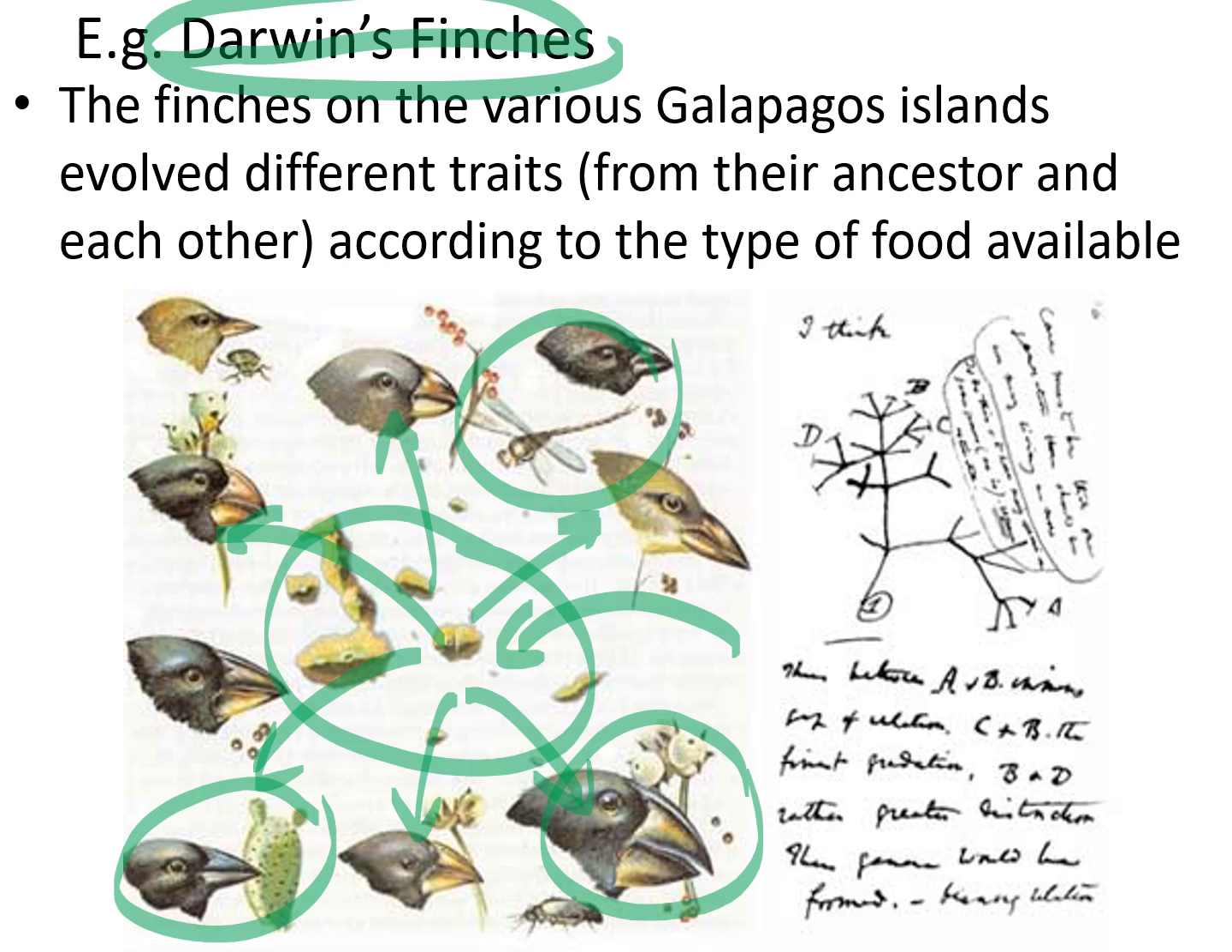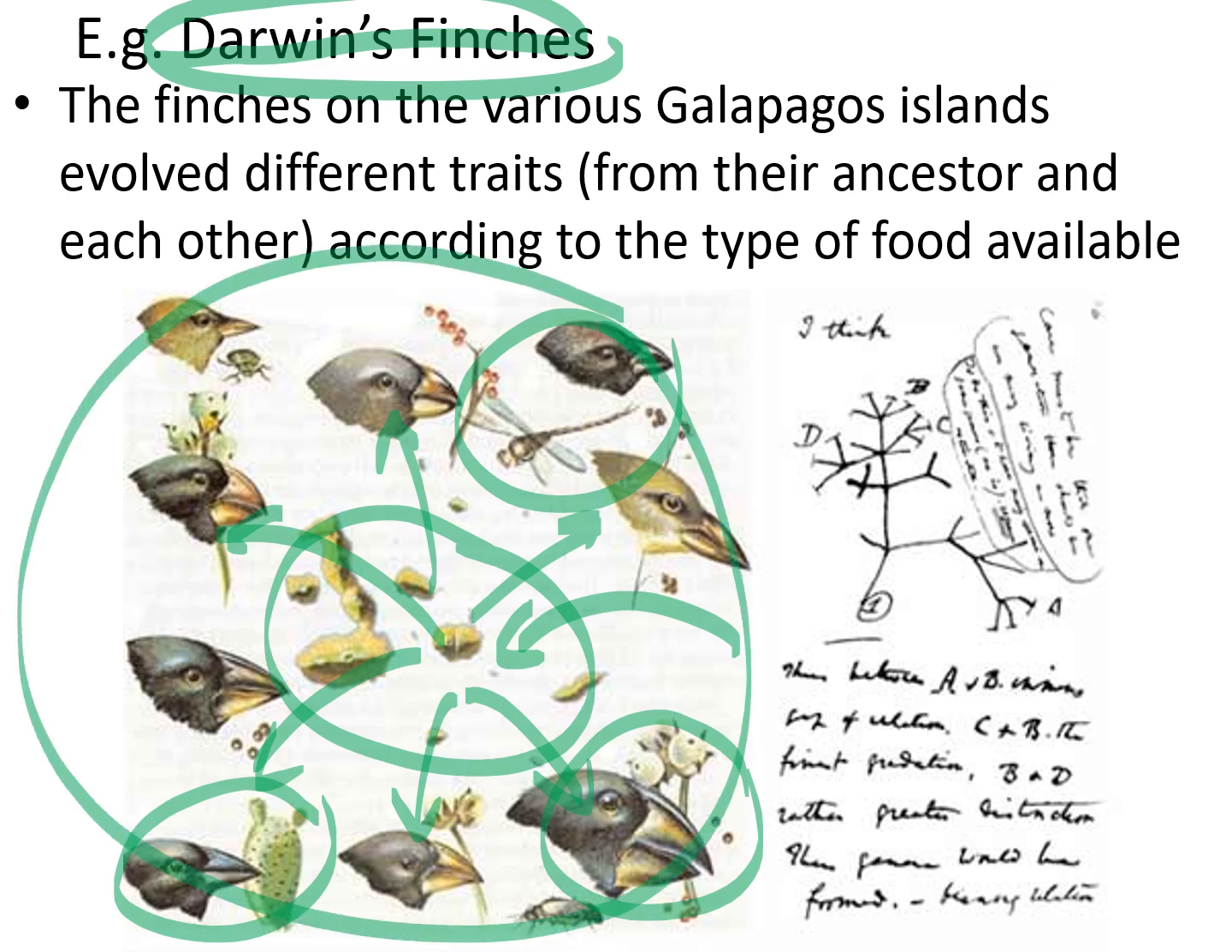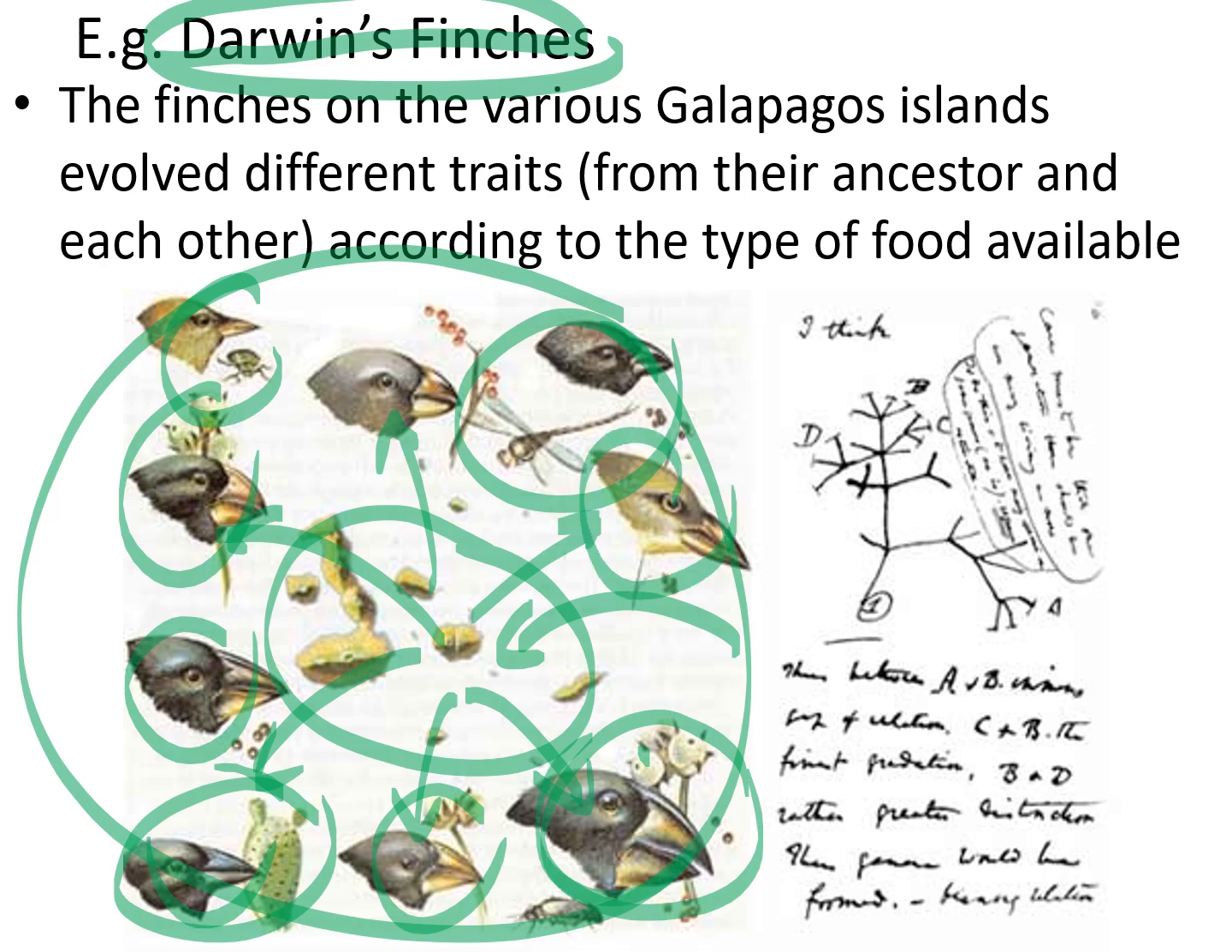And over a period of time, if those differences are great enough, then instead of having a single species, we end up with multiple different species that have essentially radiated out from the original species.